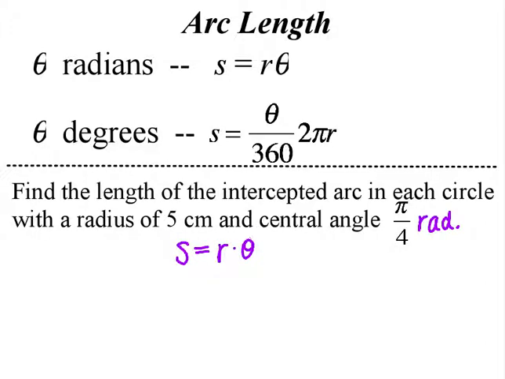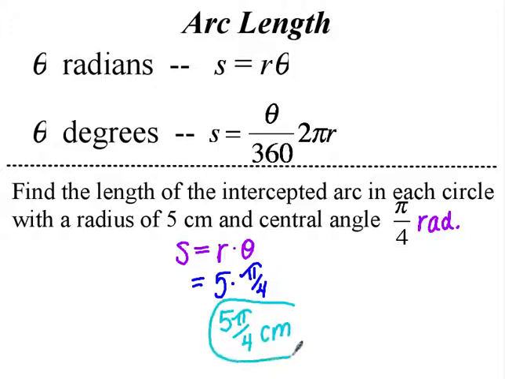So all I have to do is plug those values in. So R is 5, theta is pi over 4. So if you take 5 times pi over 4, your answer is going to be 5 pi over 4. Label will be centimeters. And there you go. That's your answer.